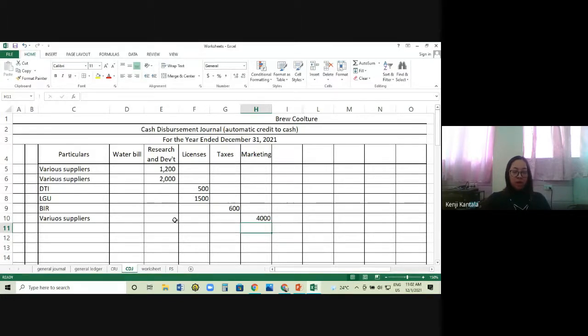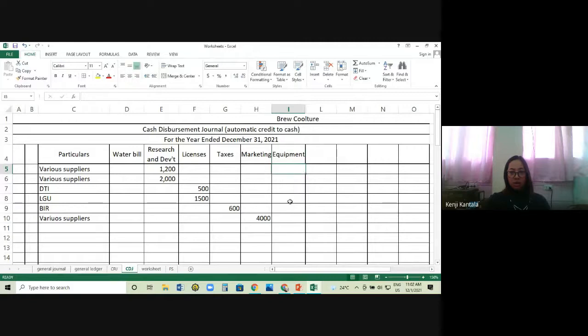Okay, so when we buy an equipment, we reduce our cash. So maglalabas tayo ng pera. So we will go now with our cash disbursement journal. So from that, we record again another header. So we have here equipment. Sabihin na natin ang equipment natin is at, sabihin na natin 3,000. So for our equipment, we would spend 5,000 for example.